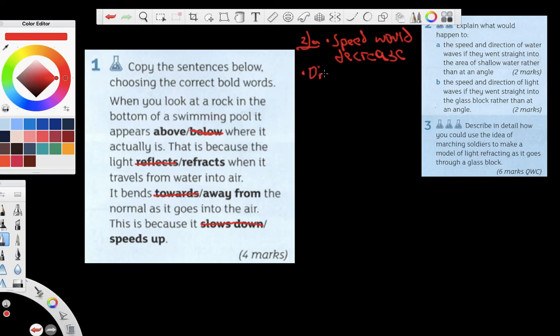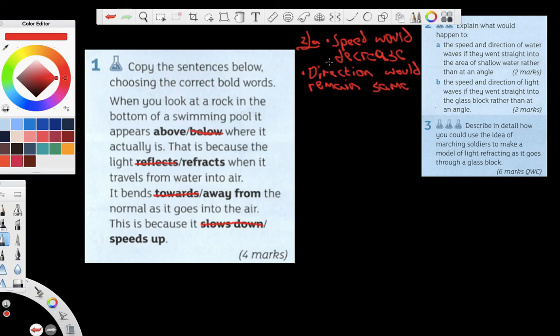So direction would remain the same. So 2 marks for 2A. The speed would decrease because it's going from deeper water to shallow, but the direction would remain the same because it's doing it at the same angle.